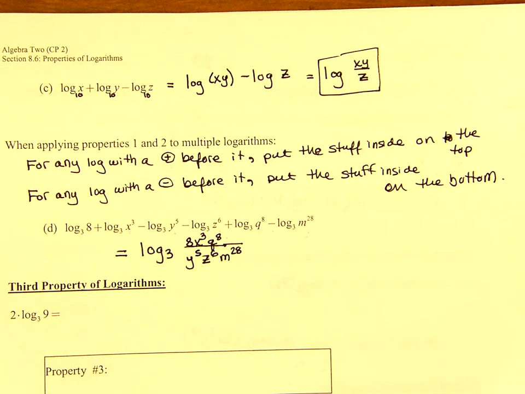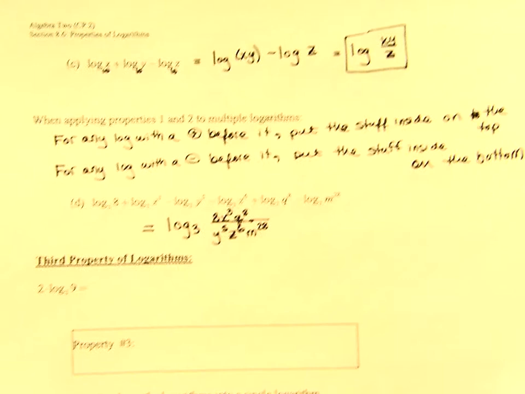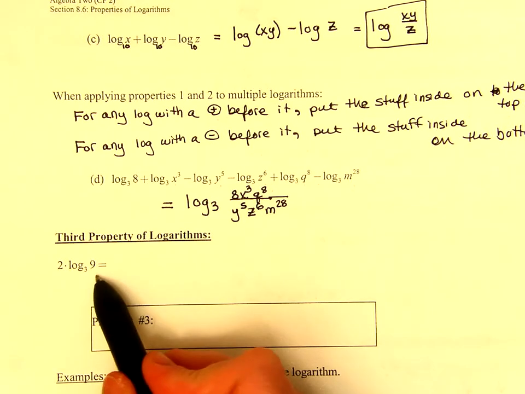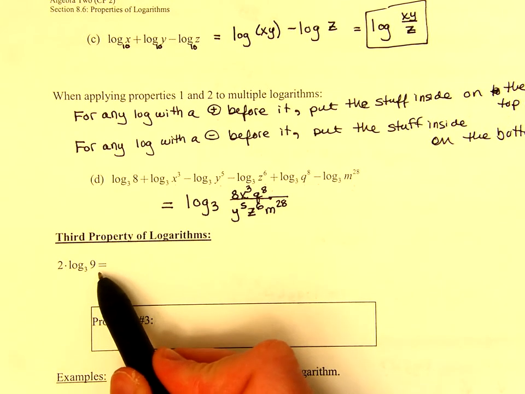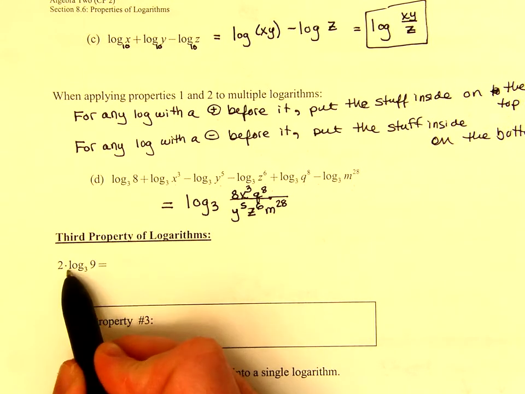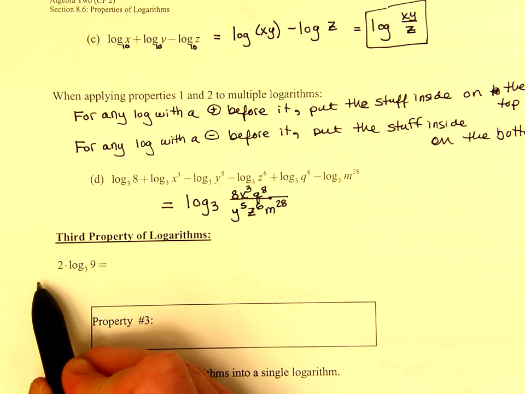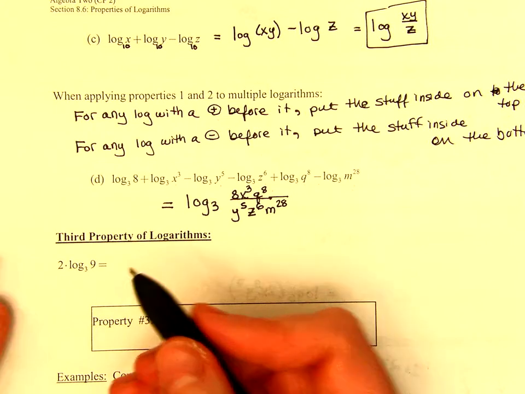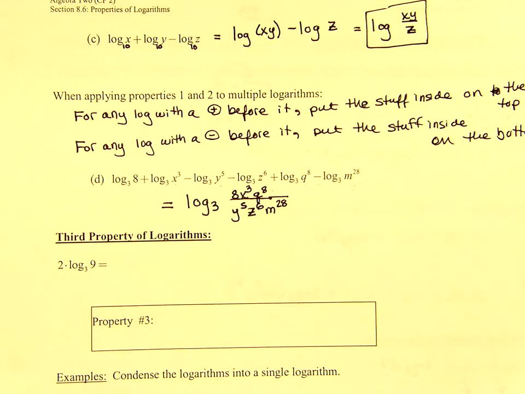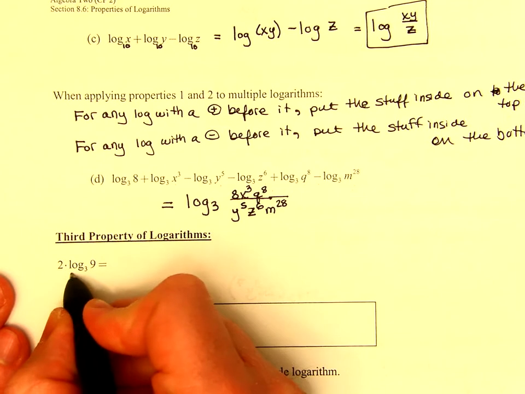Third property of logarithms. 2 times log base 3 of 9. This property involves what happens when we multiply a logarithm by some number. Again, I'm going to start by working with some numbers to get a sense of what this property is, and then I'll write out the property in its general form.